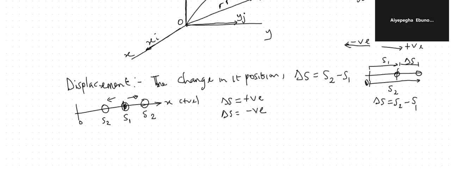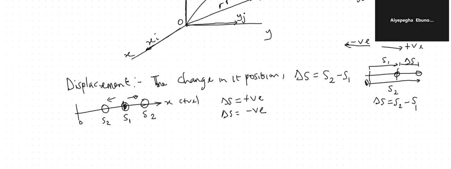Do you get it now? It has magnitude and it has direction. And displacement is not the same thing as distance. Displacement is not the same thing as distance. Let me give you an example of the difference between displacement and distance.